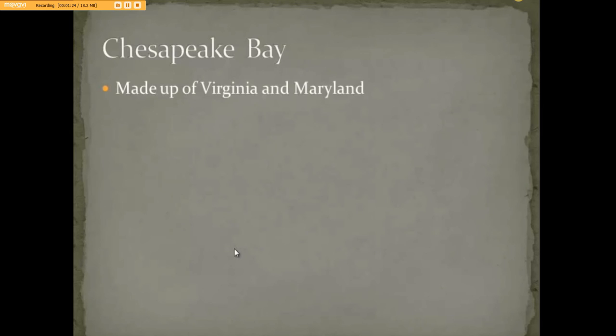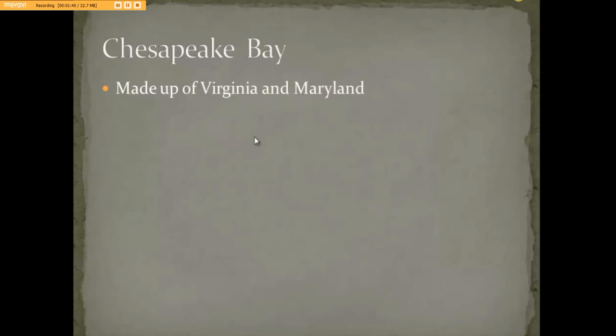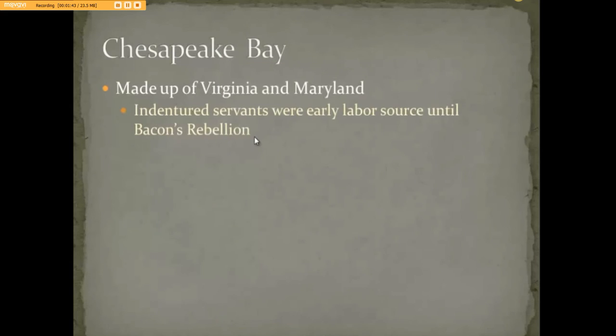Chesapeake Bay. When we're talking about the Chesapeake Bay, we're talking about Maryland and Virginia. And let's take a look why. Here's the Chesapeake Bay. Maryland is to the north and to the east, and Virginia is to the west and south. So the Chesapeake Bay is part of the southern colonies, but it applies only to Maryland and Virginia. And the other thing to know, for a very long time, the predominant source of labor in the Chesapeake Bay was indentured servants, and this happens until Bacon's Rebellion.